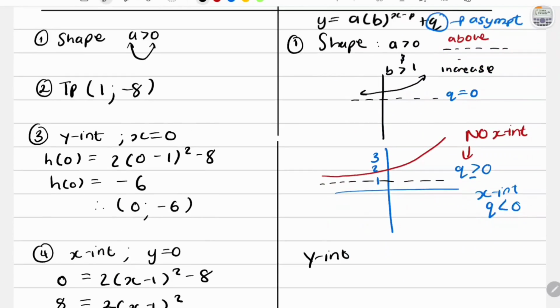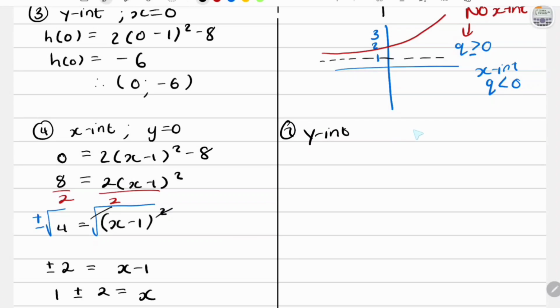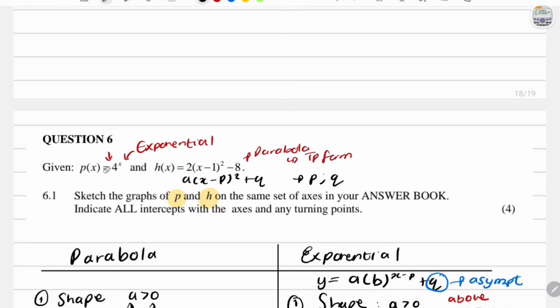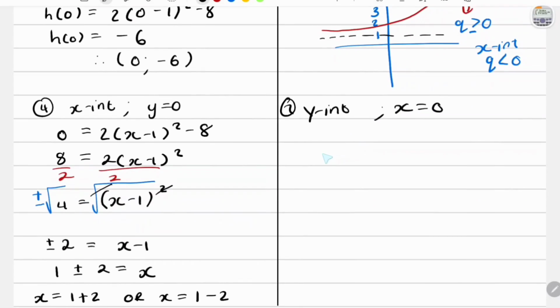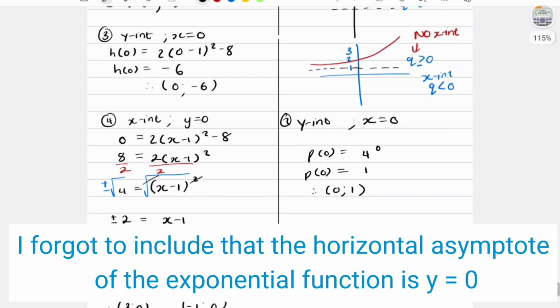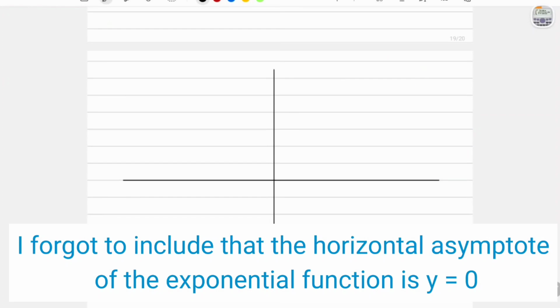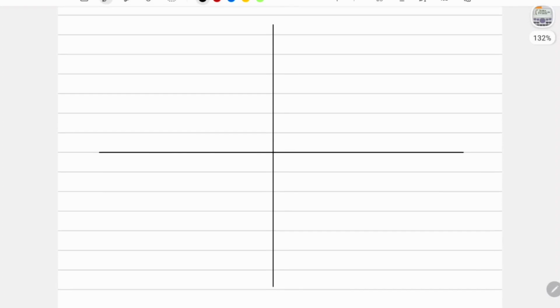Y-intercept, so here I just needed the shape and the y-intercept. To find the y-intercept, always make x equal to 0. So take your equation, p of x is equal to 4 to the power of x, make x equal to 0, p of 0 equals 4 to the power of 0, and p of 0 is equal to 1. So there, your y-intercept is (0; 1). Okay, so there we have everything we need to actually sketch our graphs. We just have to sketch them down now. Okay, so I just drew a quick Cartesian plane.